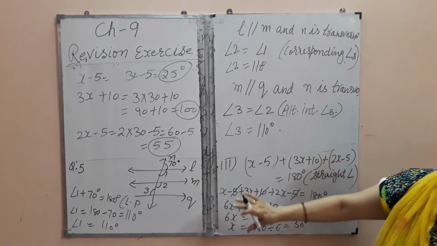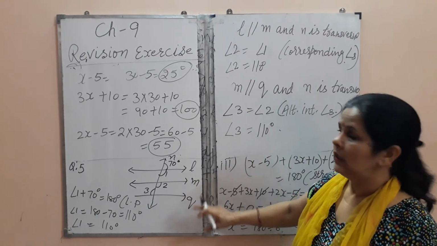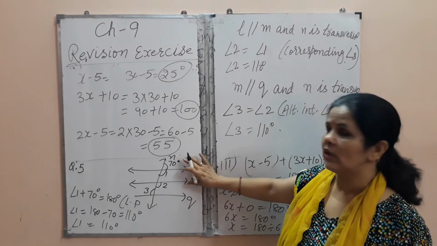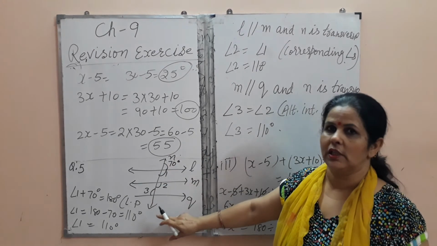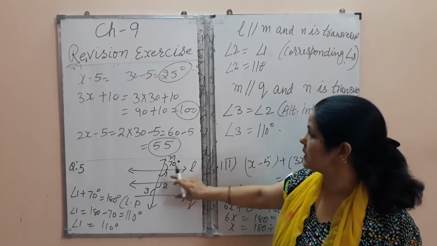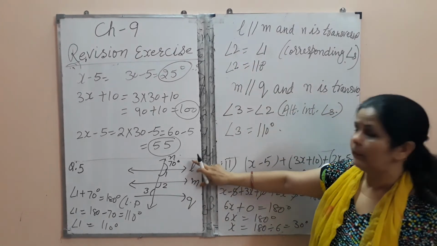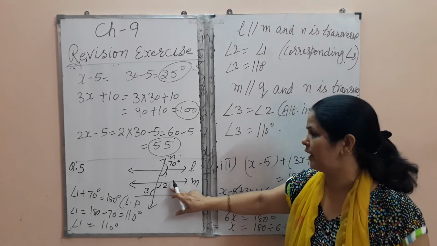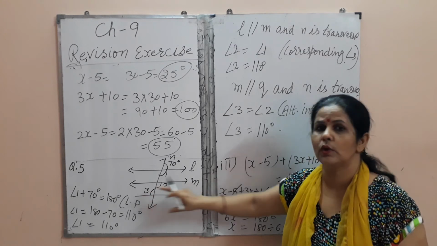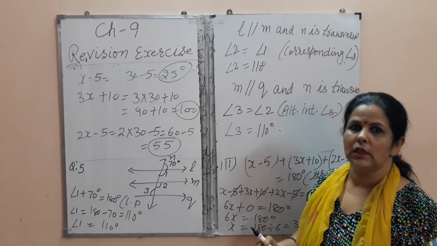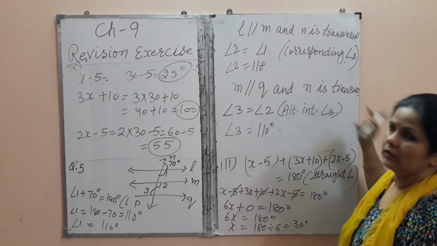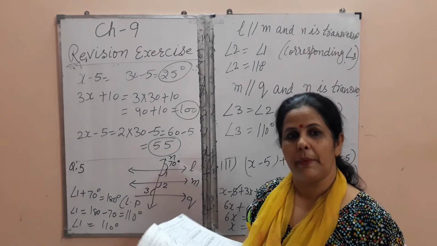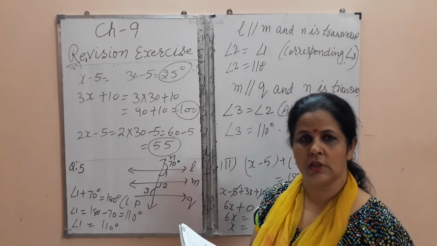Why have I solved this question? Because there are 3 lines, and I wanted to tell you that we have to mention which 2 lines we are taking as parallel and which transversal we are taking. When I used these 2 angles, I mentioned that L and M are the parallel lines, and N is the transversal. When we were finding 3 and 2, then M and Q were the parallel lines, so I mentioned it. Same way you will also mention which lines you are taking as parallel lines and which transversal you are using. So this was my aim.